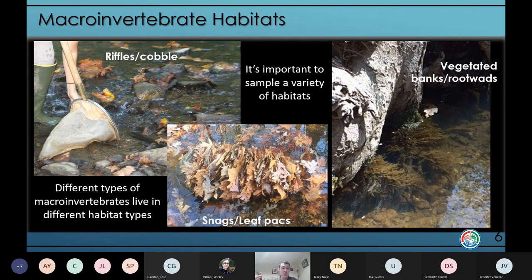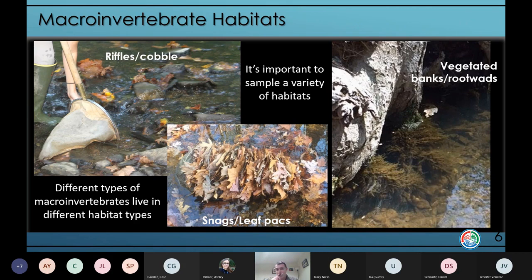So moving water has more oxygen. It's also usually a little bit cooler. And so the insects like to live where there's more oxygen. Also, a lot of them can crawl around in between all the big rocks and things like that as habitat and as ways to evade predators.